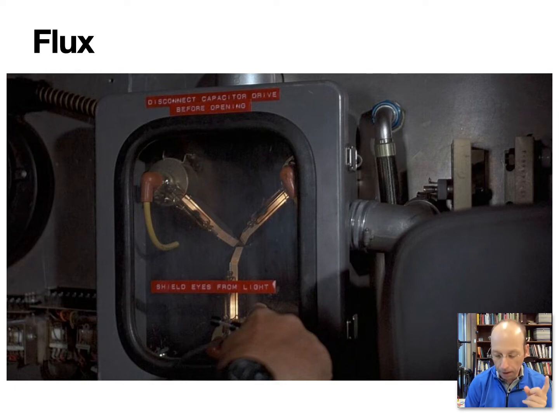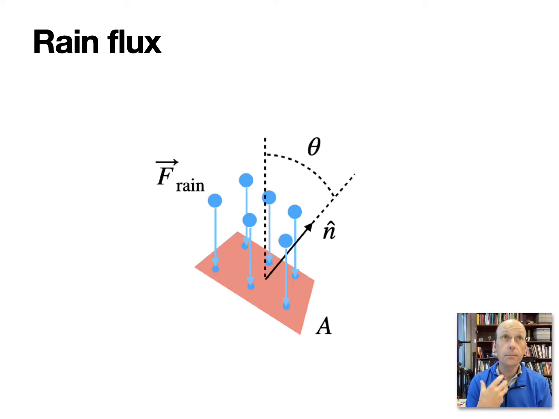But let's talk about rain flux, because we want to get into this idea of the electric flux, and we can't really see the electric field, so it's useful to visualize something else. And I like to talk about rain flux. So let's say I'm going to actually grab a prop over here. Maybe you can see in my little window.